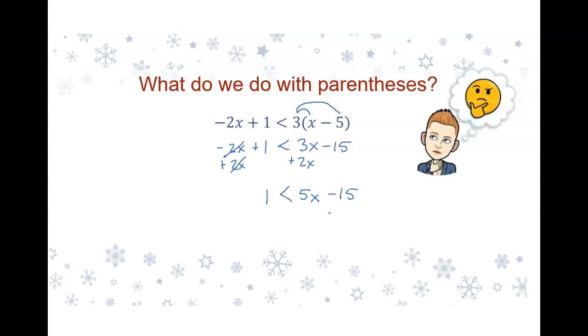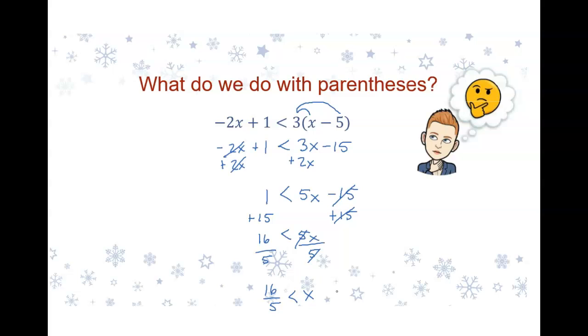Okay, so now I get rid of the term that's furthest away. I add 15 to both sides. 1 plus 15 is 16. Those cancel. 16 is less than the 5x comes down. And then I need to divide both sides by 5. These 5's cancel, and I just get 16 over 5 less than x.